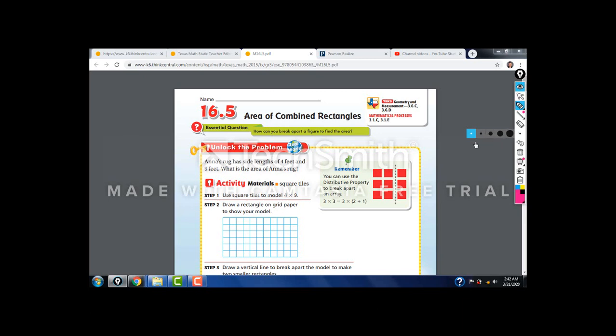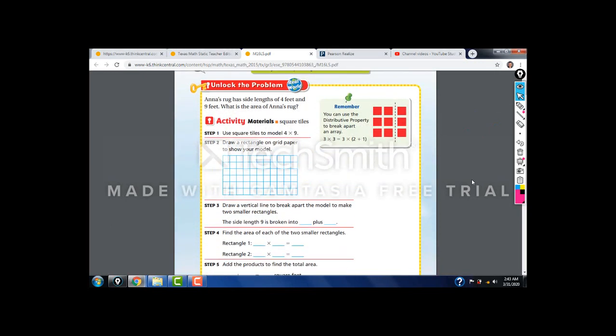We have a very interesting section right now. I believe this one is combining rectangles, combining the areas of rectangles. So we're going to be splitting up some square unit shapes into rectangles, getting the square feet or the area of each one, and then adding the products of each rectangle to get the total area. So let's go ahead and get started.